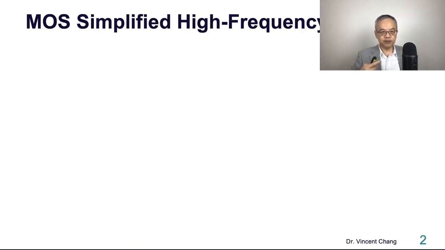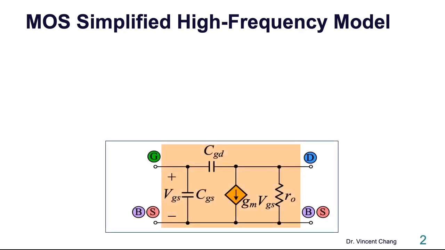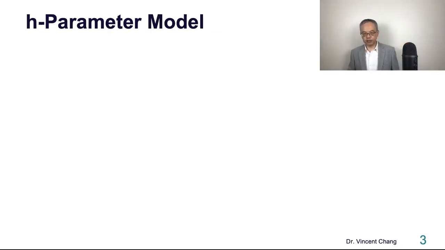So let's start with the MOSFET simplified high frequency model, which is what we learned from the previous lecture. Under certain conditions, the internal capacitances can be reduced to the two capacitances we are seeing right now, where CGS represents the gate to source capacitance and CGD the gate to drain. If you are struggling in accepting this model, then you have to go back to the previous lecture. But anyway, this is the simplified high frequency model.